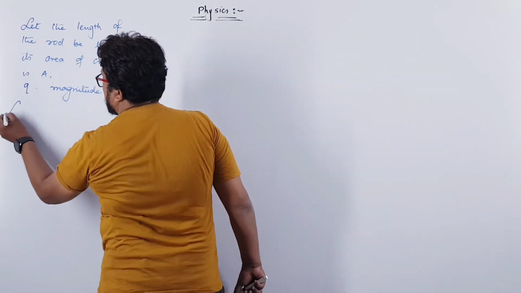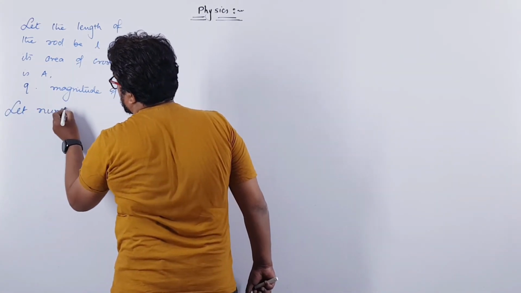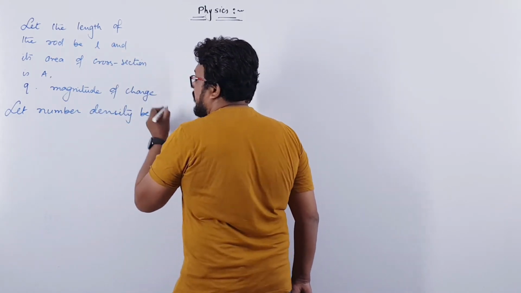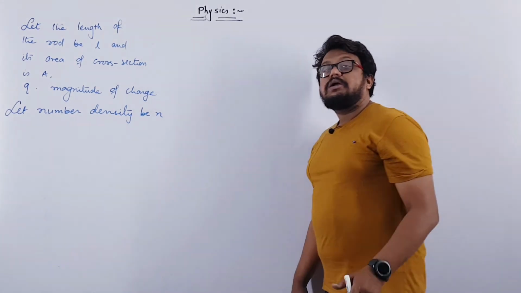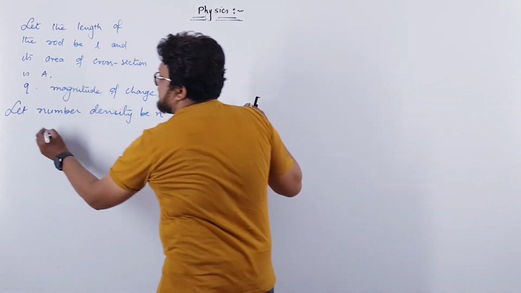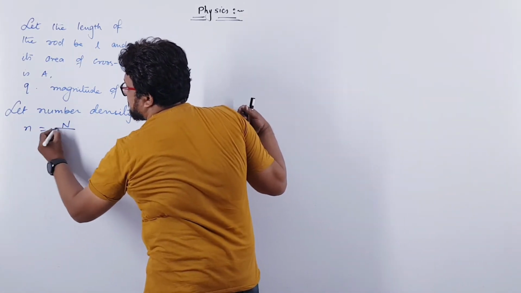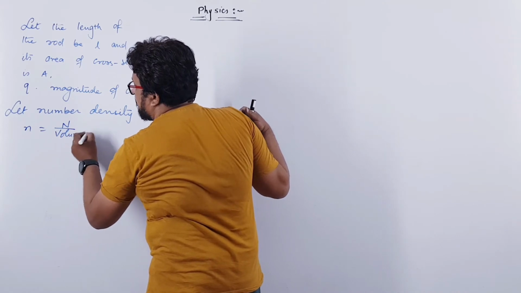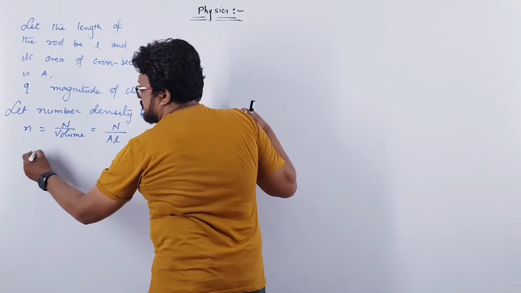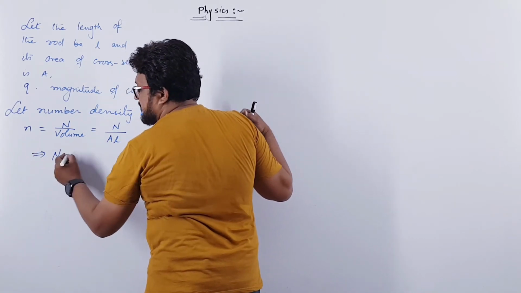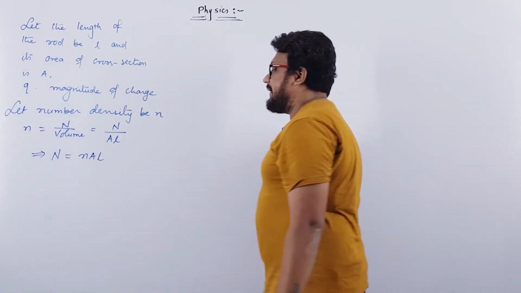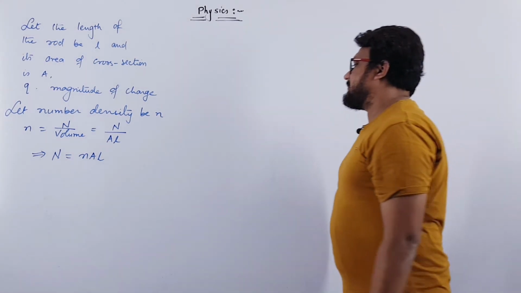Let number density be N. What is number density? You have learned this in chapter 3. Number density is nothing but the number of charge carriers per unit volume. So here number density N is the total number of charges per unit volume. So that is equal to N over the volume of this rod, which is area into length. So this implies that the total number of charges present inside the rod will be NAL. This is the total number of charges.